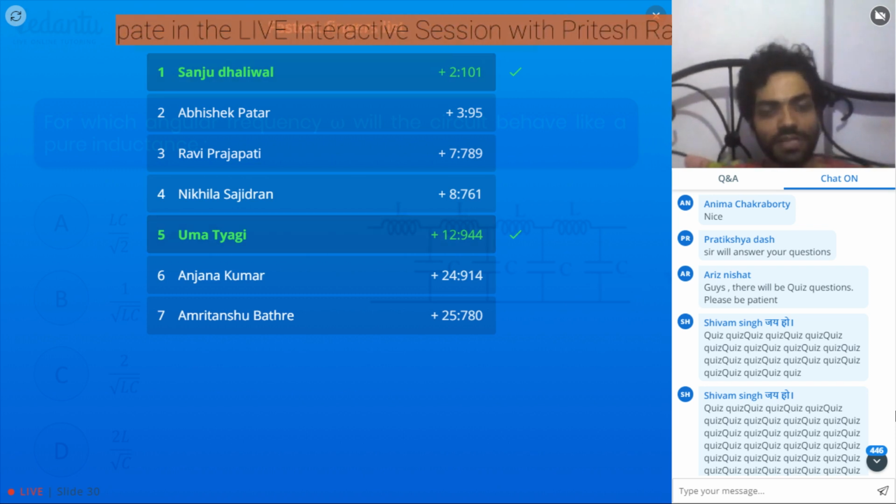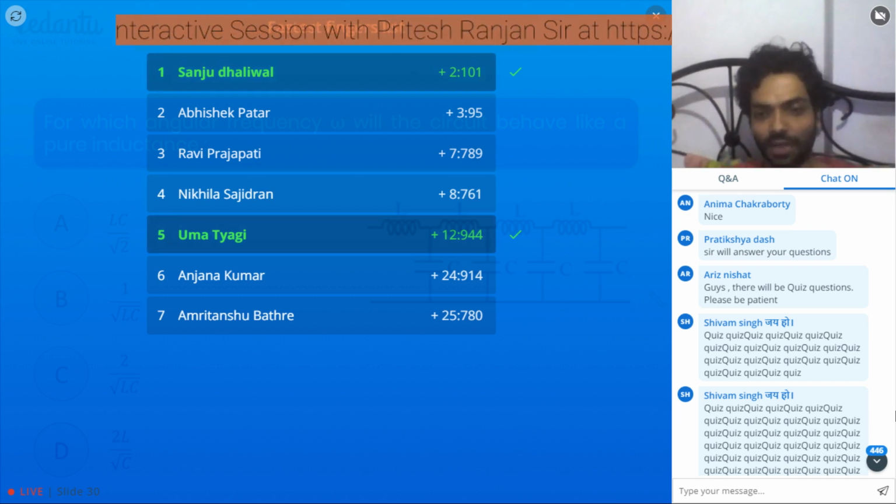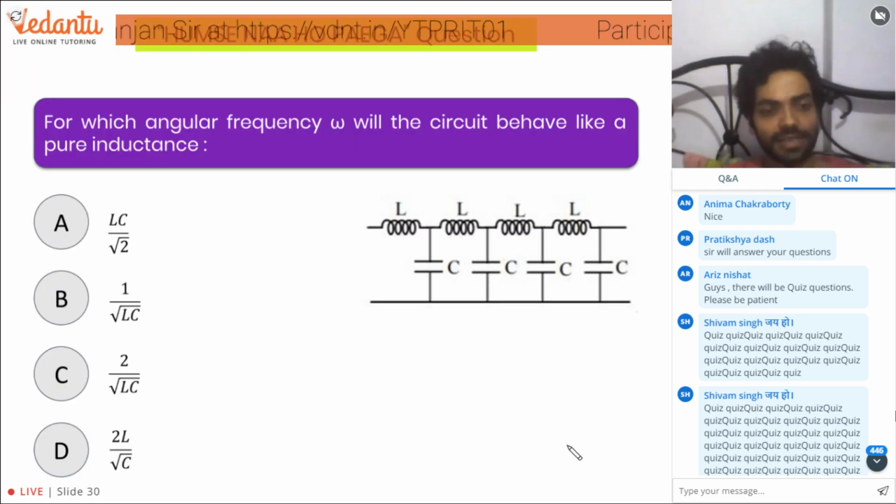Congratulations, Sanju Dhaliwal and Uma Tyagi. You answered it accurately. And the correct option is C, that is 2 by root over LC.